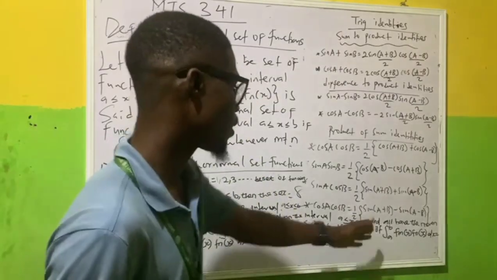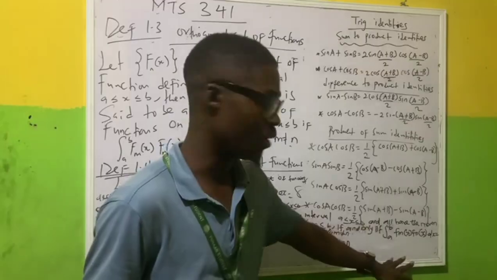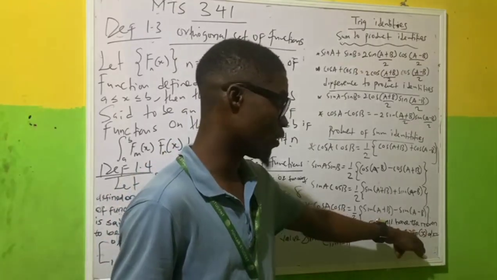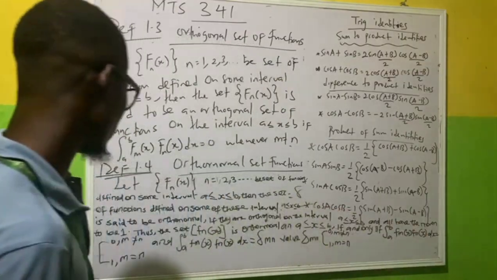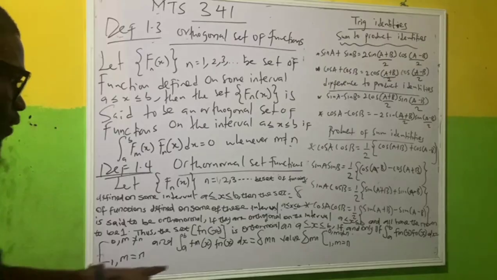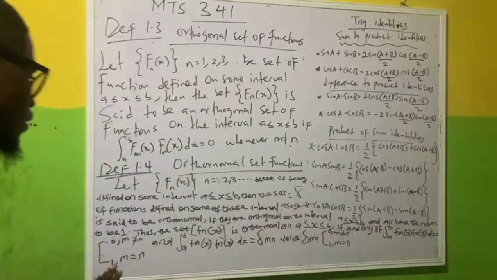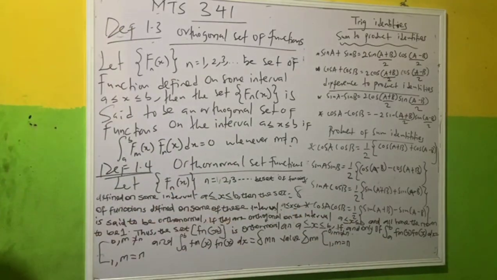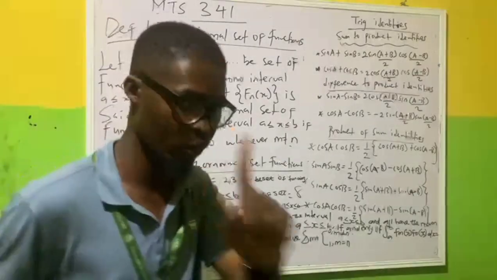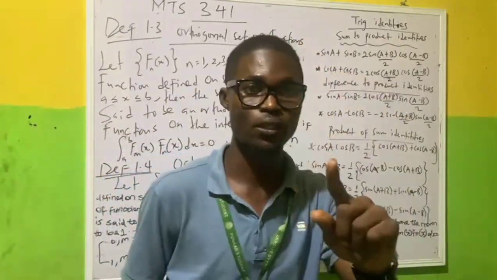The integral from a to b of f subscript m of x times f subscript n of x dx equals to what? These functions are defined this way, and you have it like this. So just look at it, write it and jot it. I'll just solve one question.